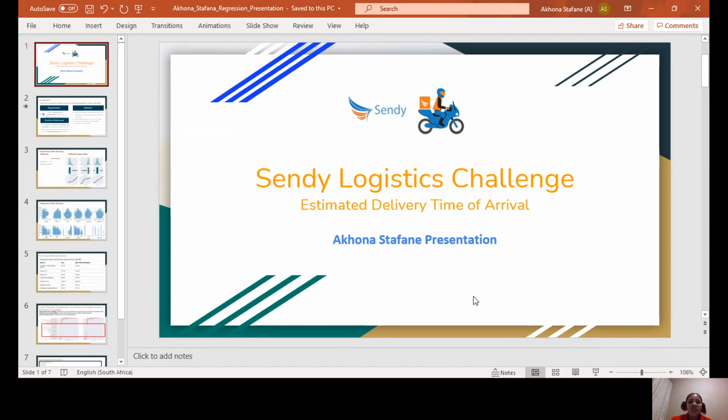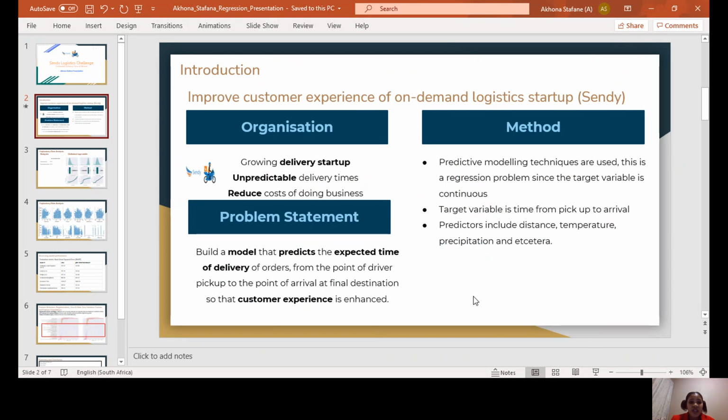I'm going to take you through the Sandy Logistic Challenge where we estimated the delivery time of arrival. The aim is to improve customer experience of on-demand logistics startup Sandy, which is a growing delivery startup with unpredictable delivery times. The aim will be to reduce costs of doing business.